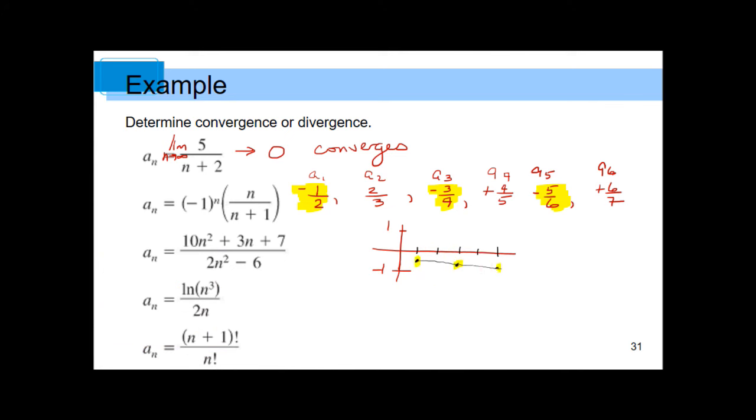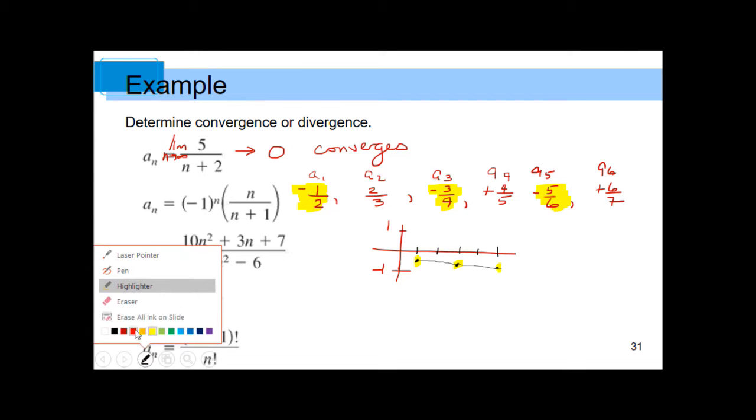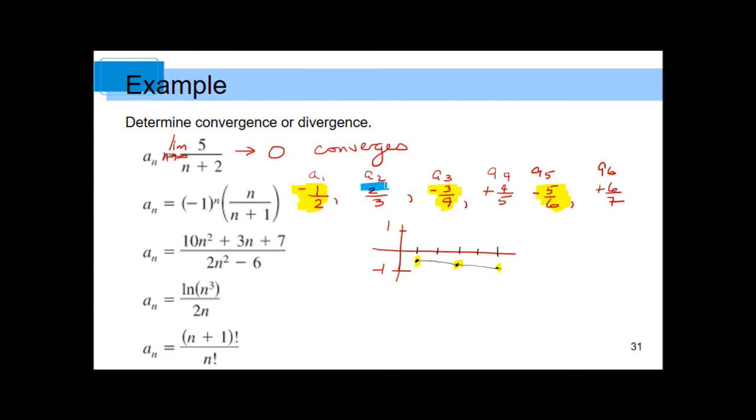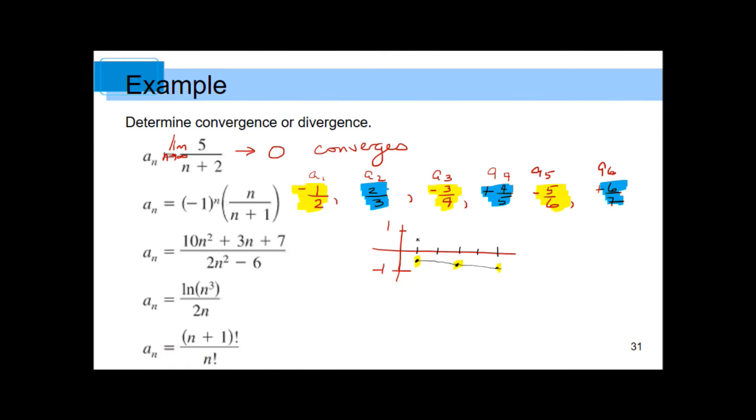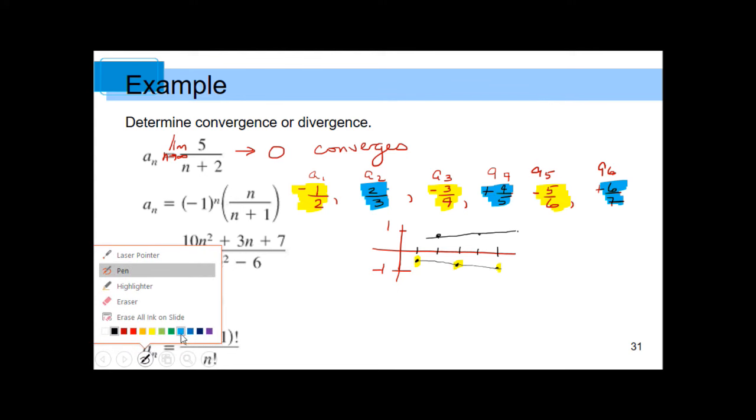Okay, but let's look at the other terms. Let's color in blue here. When n is 2, we get 2/3, then 4/5, then 6/7, and we can see that those blue terms are approaching positive 1. So we have 2/3, 4/5, and 6/7. This is increasing just very slightly, and it's getting closer and closer to positive 1.